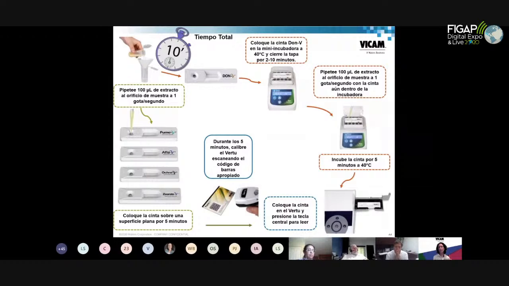What's important is to time putting the 100 microliters on the strip about 30 seconds apart so that you can read them all about 30 seconds apart.